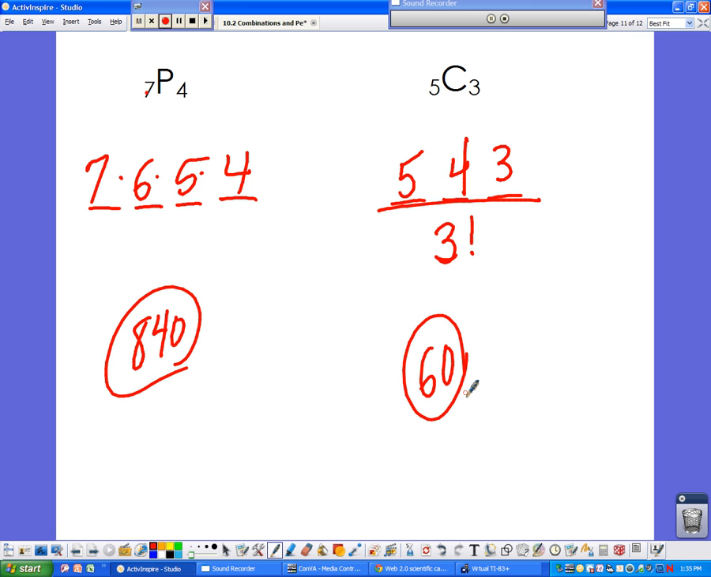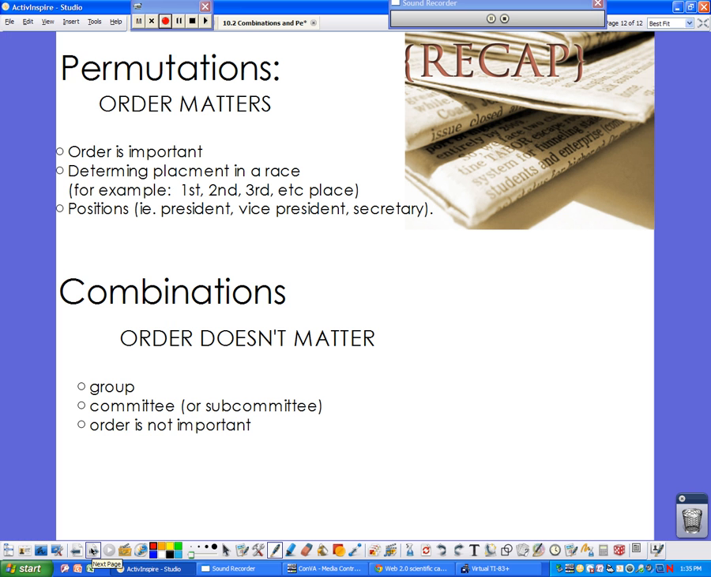Okay. So as a quick recap, and this is probably valuable information, you have to remember that permutations is when the order is important. Okay. The order is important. You're determining placement in a race, first, second, third place, etc. You're also putting people in positions: president, vice president, secretary, manager, assistant manager, things like that.